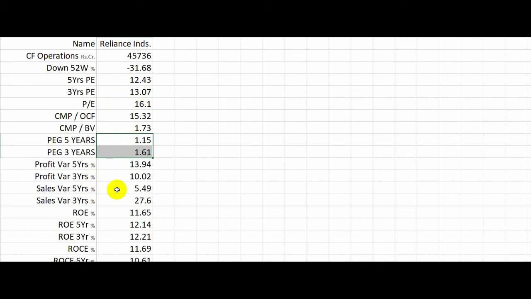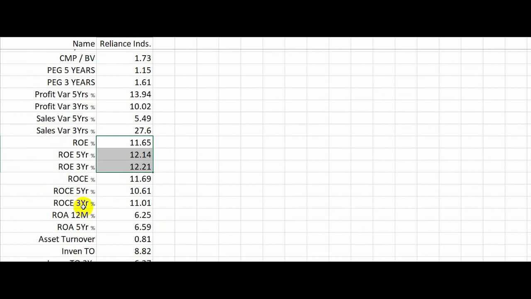Sales is also growing over the last 5 years at the rate of 5.4%, and in the recent 3 years the sales has picked up to 27%. As we saw in the graphical chart, when we analyzed the sales growth, the sales had fallen from March 14 to March 16, and from March 16 to March 19 it had picked up. So this is what is indicating in terms of 3 years growth rate.